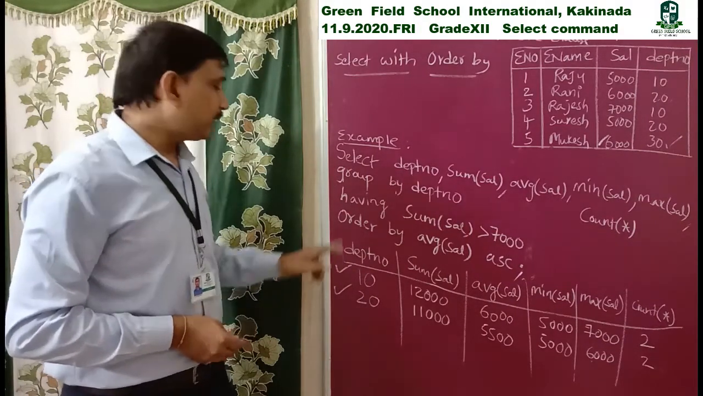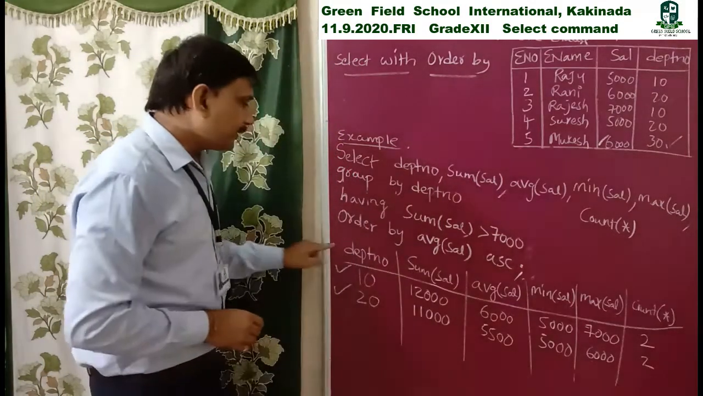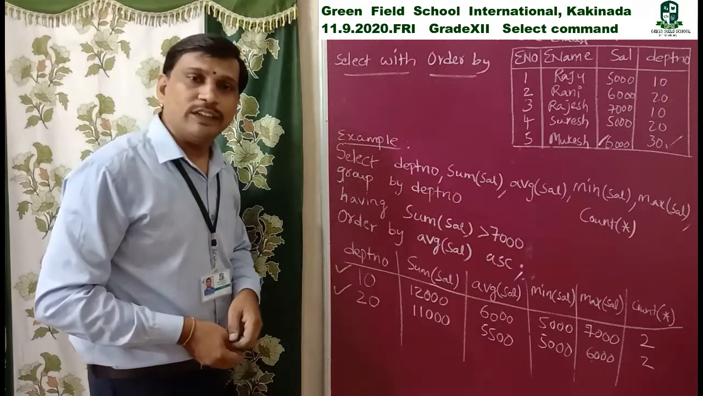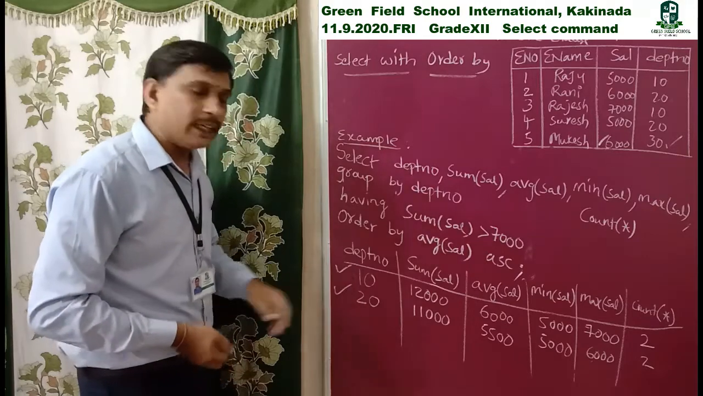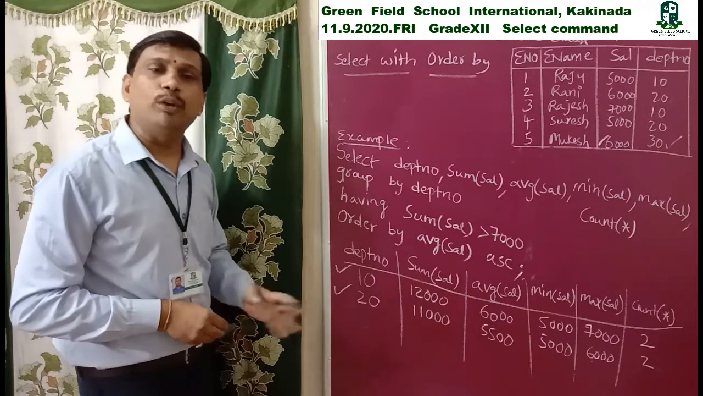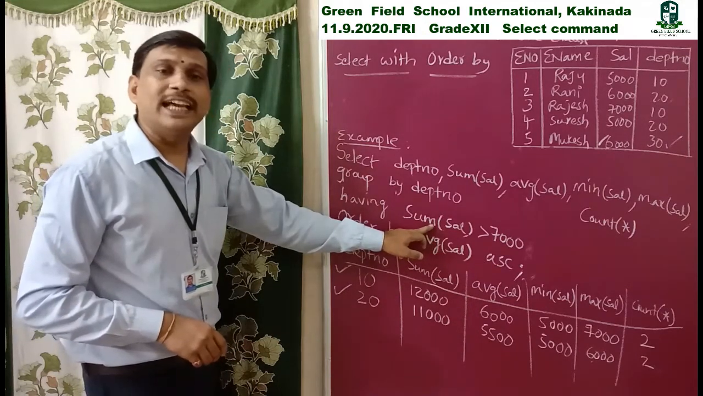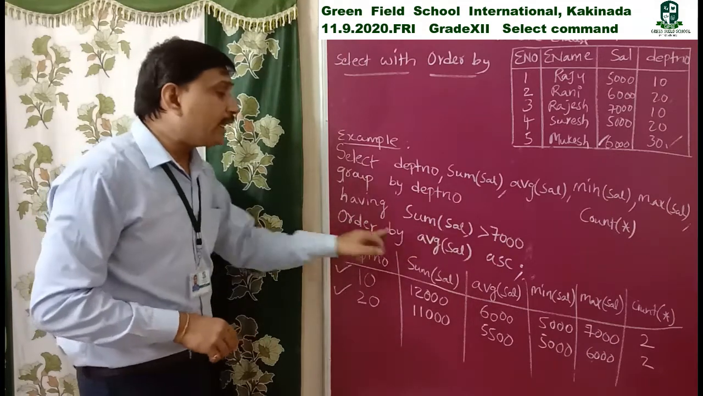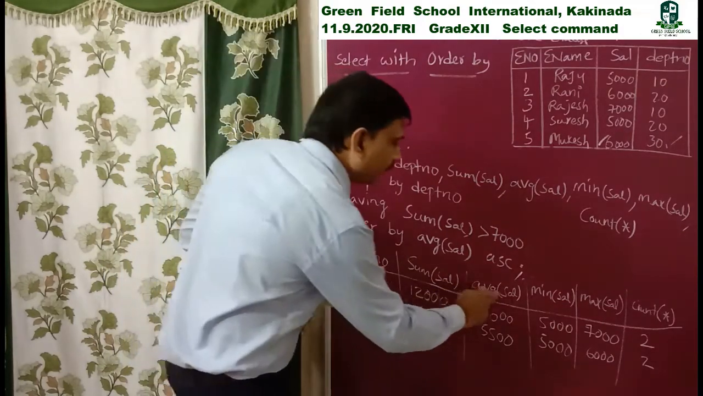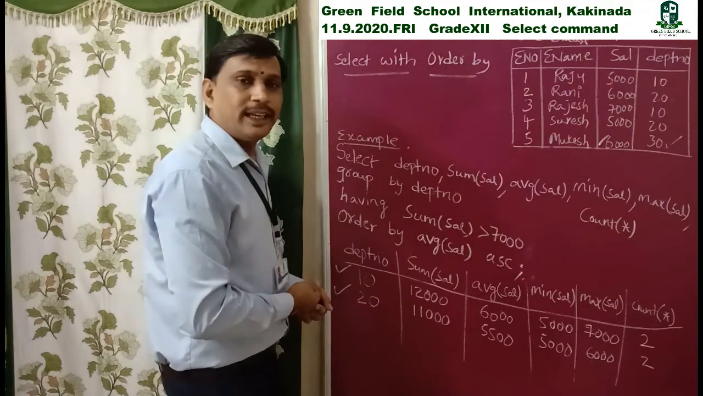Coming to this order by average of salary in ascending order, when applying the having condition sum of salary greater than 7,000, it displays only two records: one is the 10th department, one is the 20th department. The 30th department is omitted. Why? It is not following sum of salary greater than 7,000. Then we apply order by average of salary in ascending order. Basing on this column, we arrange the data in ascending order.